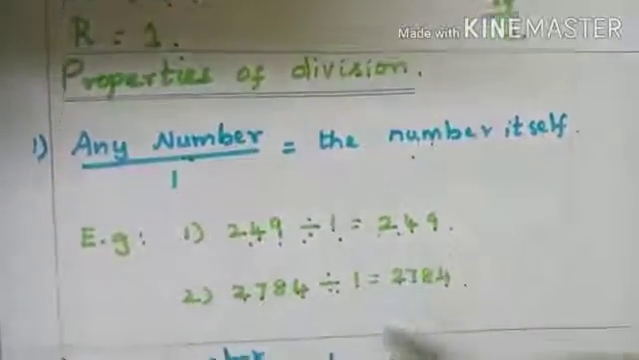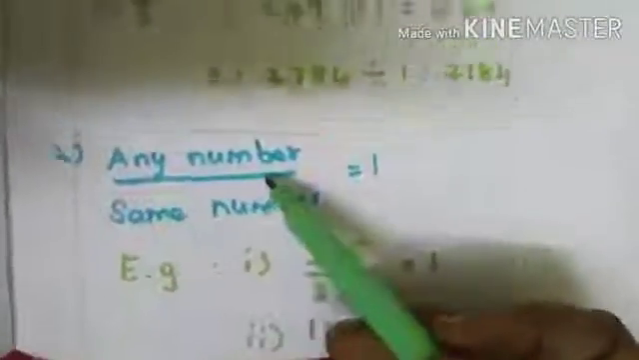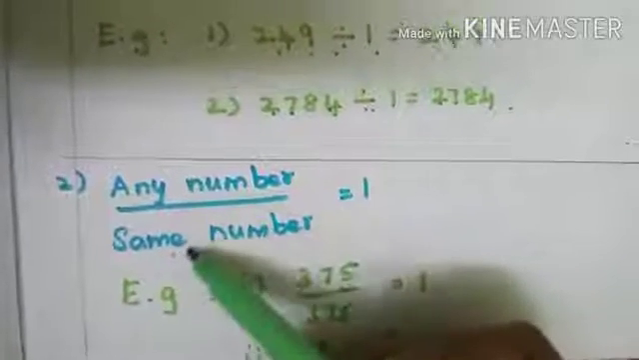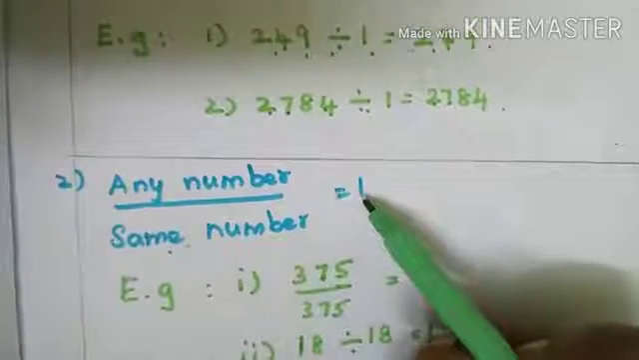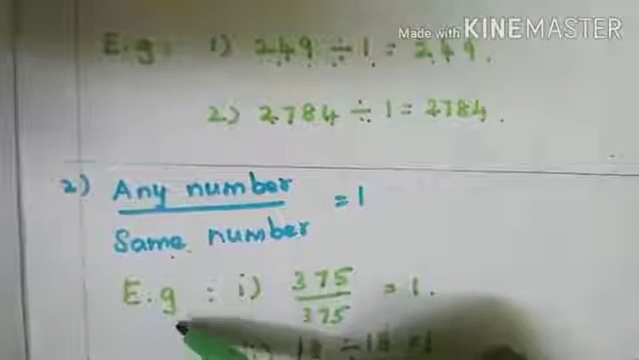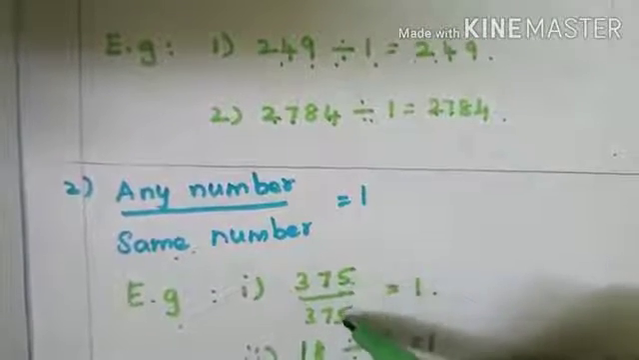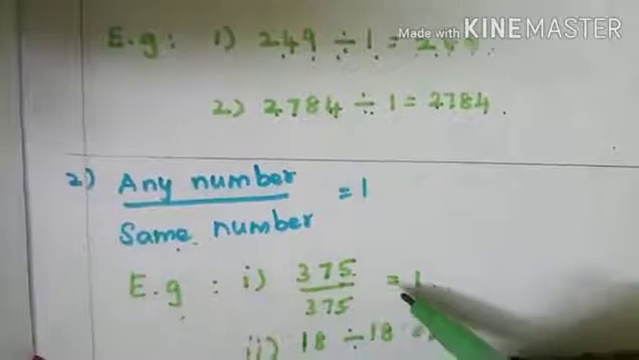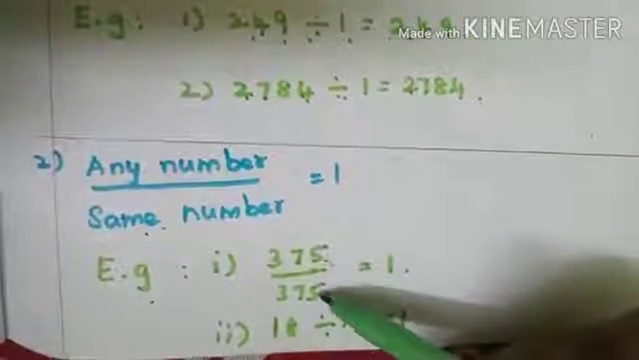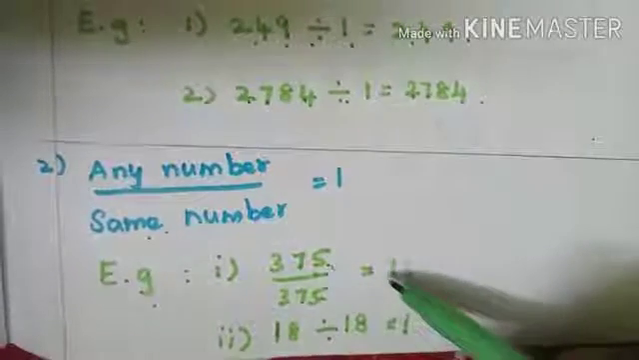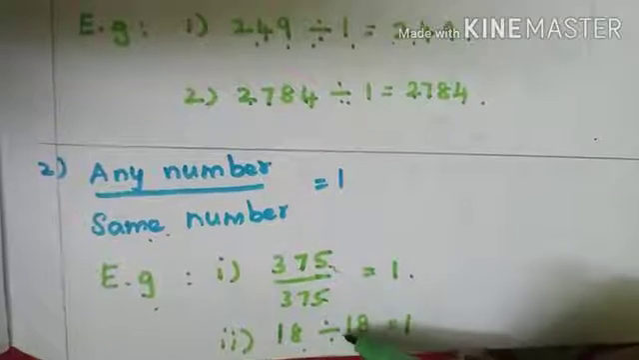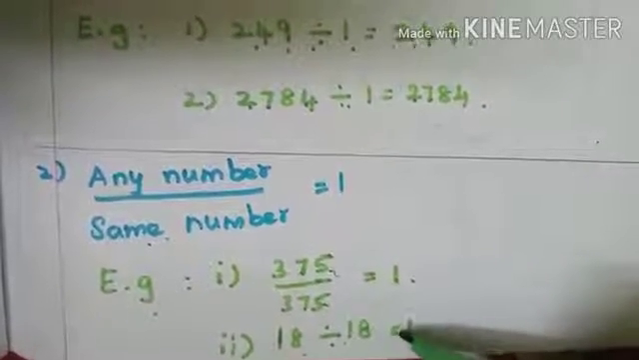The next property is any number divided by the same number equals 1. Now we will see by an example. Example, 375 divided by 375 equals what? 1. When a number is divided by the same number, it will give 1. Next example, 18 divided by 18 equals 1.